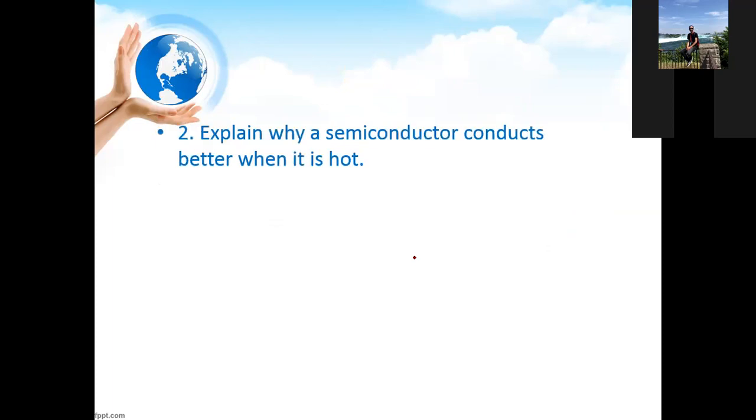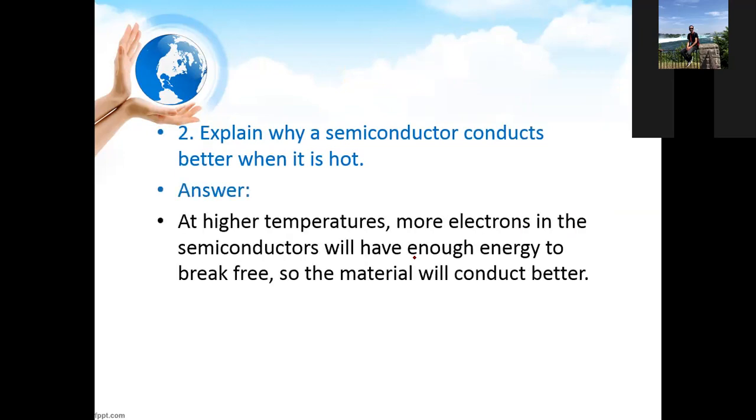The second question: why does a semiconductor conduct better when it's hot? Remember, when you heat anything, what's going to happen? On the surface of the material there are electrons. Due to thermionic emission, the electrons escape from the surface of the metal, and this causes better conduction. The same applies to semiconductors. At higher temperature, more electrons in the semiconductor will have enough energy to break free, so the material will conduct better.